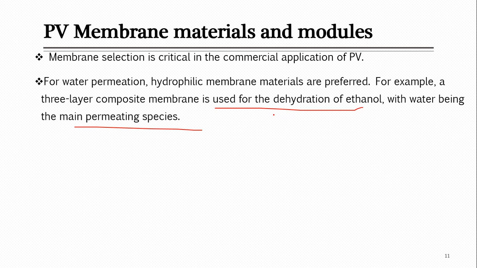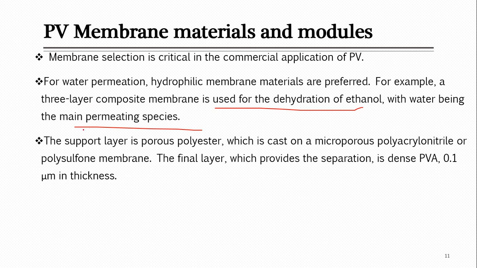So in that case you use a 3-layer composite membrane. This is an asymmetric membrane which consists of 3 layers, and definitely one will be the active layer and the others will be supporting layers. So let's look at what materials are used here. The support layer is porous polyester. It is made of polyester, but it is porous.